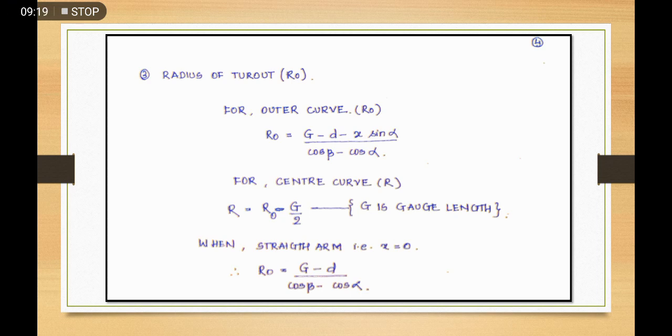So r0 will be given by the gauge length minus heel divergence divided by cos beta minus cos alpha. From the above equation the x term vanishes as it is 0, and you will get the second condition, that is r0, the radius of the outer curve.